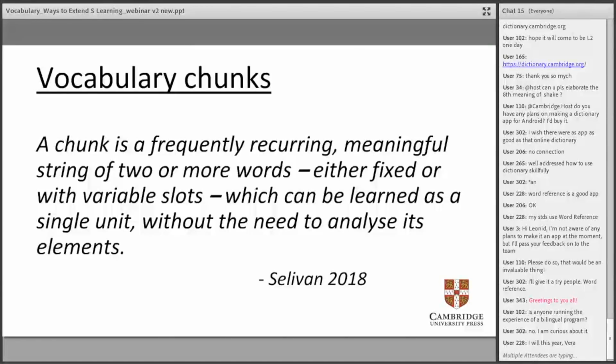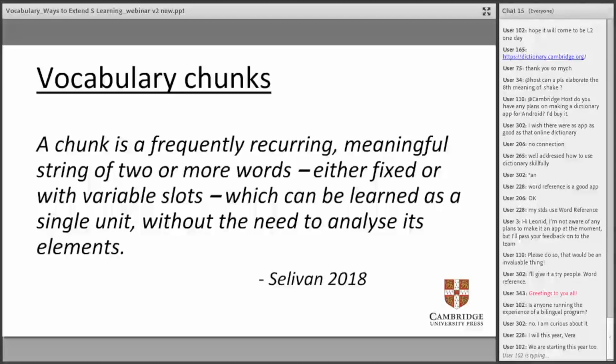So when we talk about vocabulary, we often tend to think about individual words, but it is also worth remembering that a lot of vocabulary is perceived as chunks or lexical strings of language. This is a definition from a book by Leo Sullivan that came out last year, which looks at vocabulary chunks. He said a chunk is a frequently recurring meaningful string of 2 or more words, either fixed or with variable slots, which can be learned as a single unit without the need to analyze its elements.